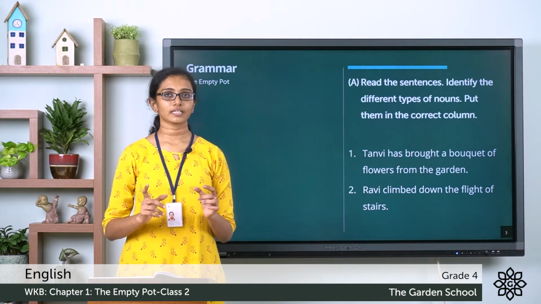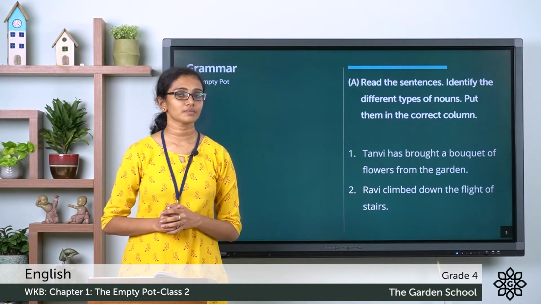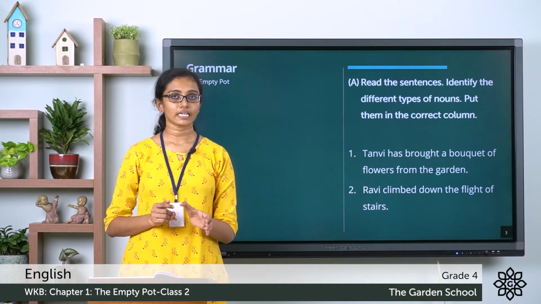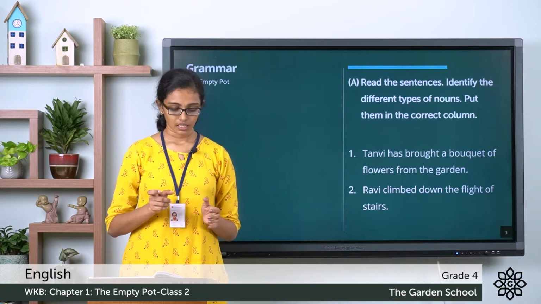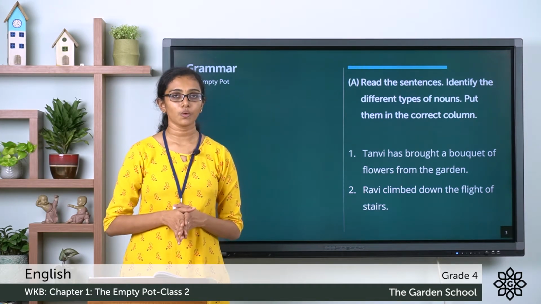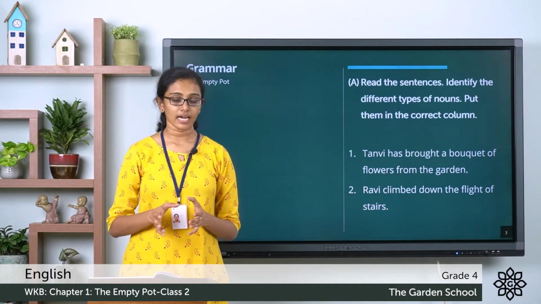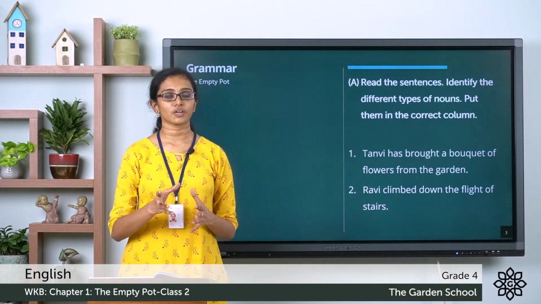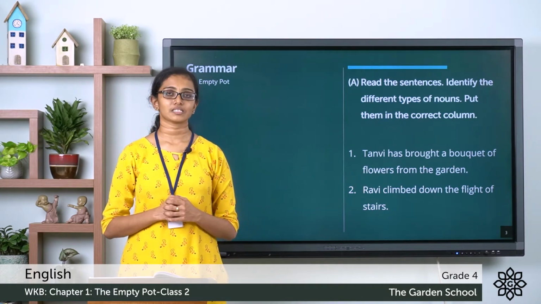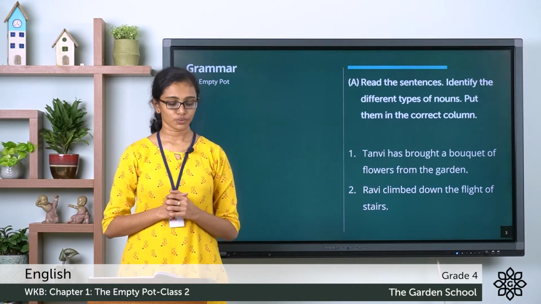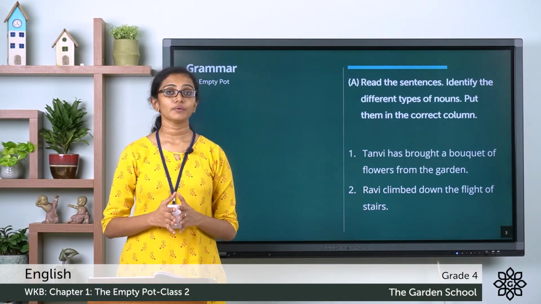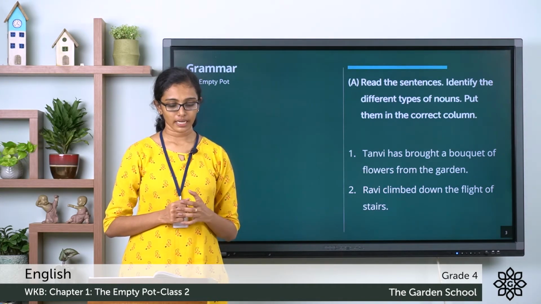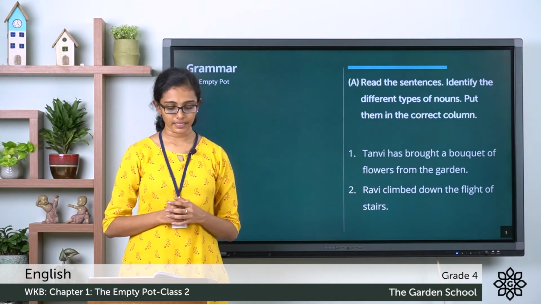Below these sentences, there is a table given. There are 3 columns in the table. One is for writing the proper nouns that you have identified from among these 8 sentences. The next column is to write the common nouns from among these sentences. And the third column is to identify and write the collective nouns that you have identified from these sentences. So let's see the first 2 sentences. So for example, if you take the first sentence, Tanvi has brought a bouquet of flowers from the garden.